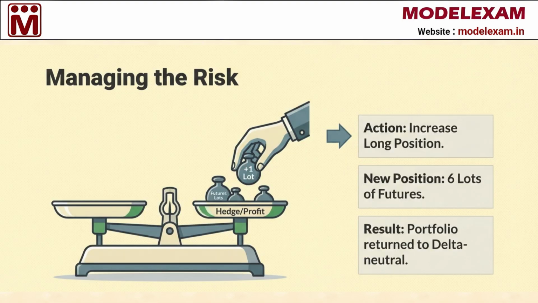To manage this risk, you must take action to rebalance your portfolio. In our example, you would increase your long position by buying one more lot. This brings your total to 6 lots of futures. By making this adjustment, you return your portfolio to a delta neutral state, ensuring that you are protected once again.